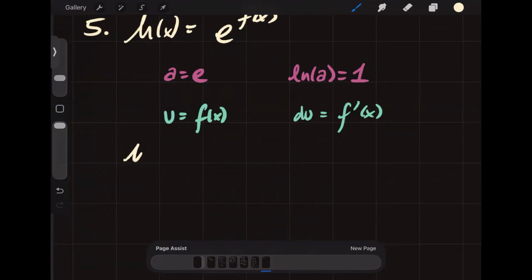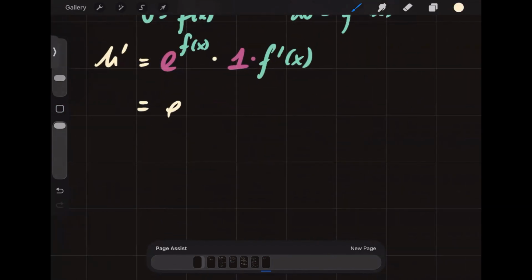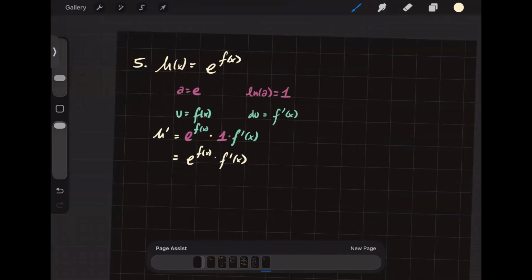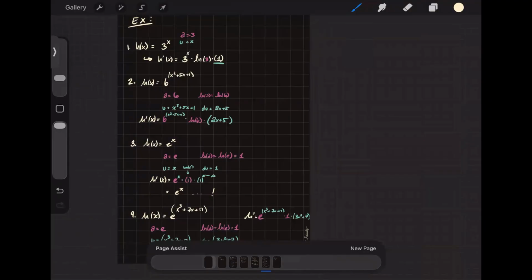Which means h prime is going to be a to the u. So it's going to be e to the f of x times 1 times f prime of x, which you can also write as e to the f of x times f prime of x. All of that is to say, if you have base e, ln a is going to be 1, so you just have to do all that. Easy money, right?